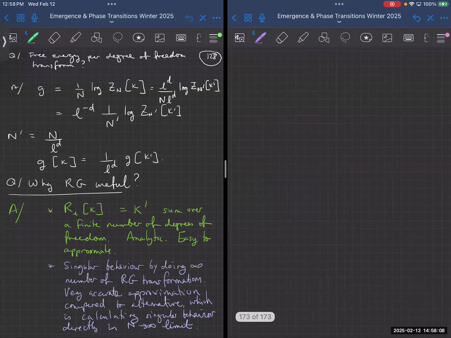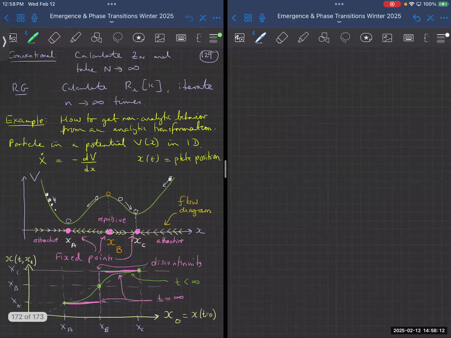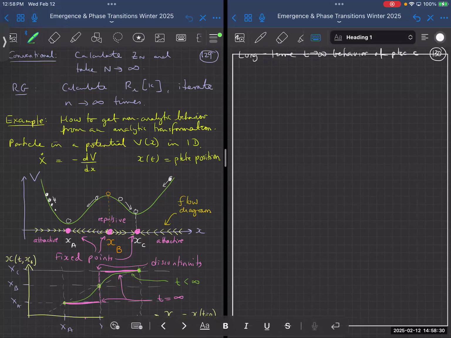So what we can say is that the long time behavior of the particle position. I make this thing go away.